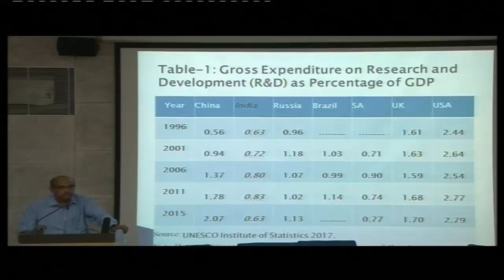Now, let me get back to some numbers just to situate India in the global map. In this particular table, what I have intended to show is the gross expenditure on R&D compared to China, Russia, Brazil, South Africa, UK, and United States, as a percentage of GDP. So if you find India, the second column after the year, we find that it has more or less remained stable after reaching a peak in 2006.